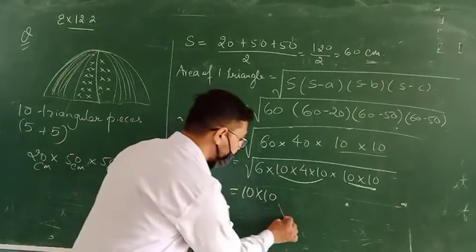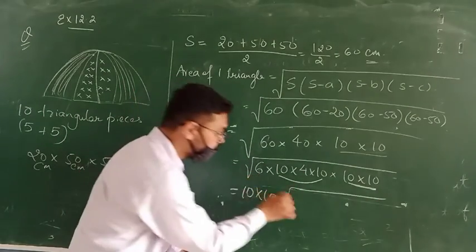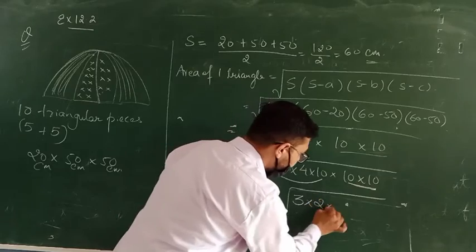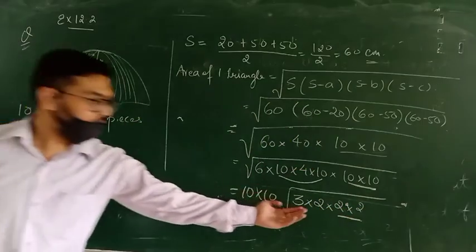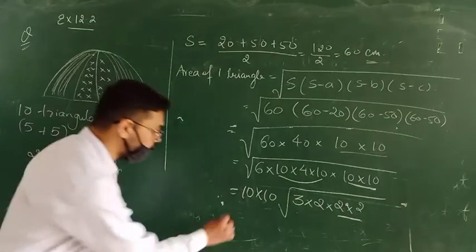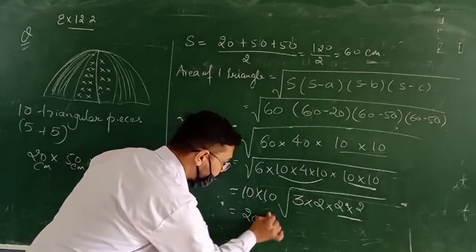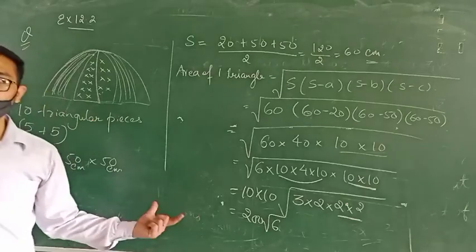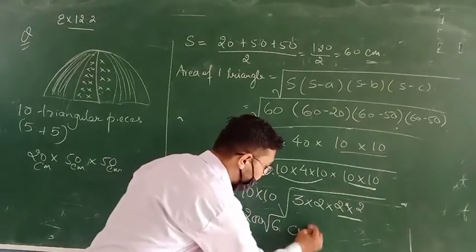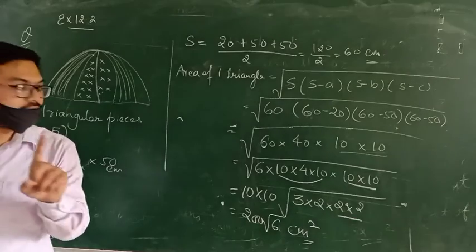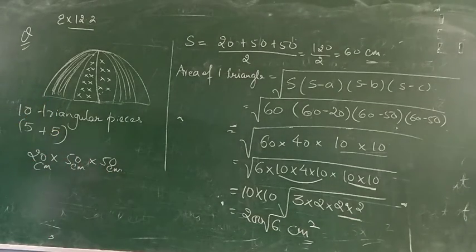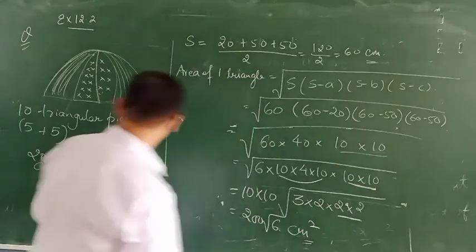Now 6 into 4 can be written as 6 is 3 2s, and 4 is 2 2s. Again I have one pair of 2, so can I take this 2 out from this square root? So now I have 200 root 6 centimeter square. This is the area of one triangle. How many triangles do I have? Total 10 triangles, 5 of one color and 5 of another color. So please note it down fast at this point and I will complete this question.